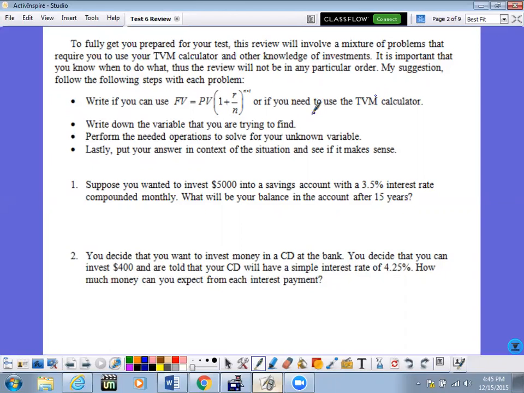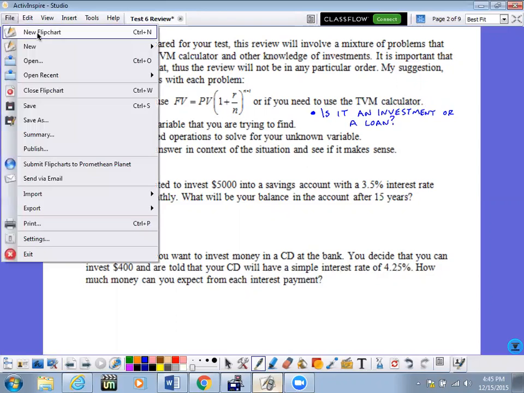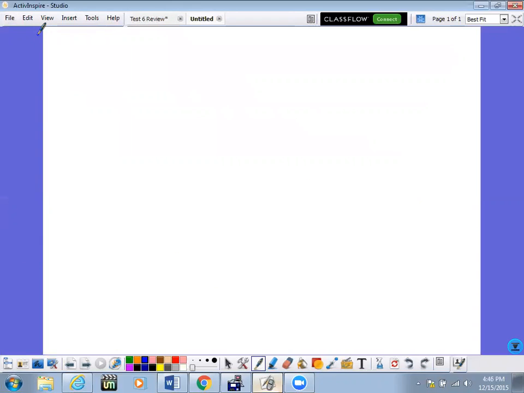The other thing you need to think about, and remember we added this bullet in the middle of these two, was, is it an investment or a loan? The reason why it's nice to ask yourself that question is because when we talk about an investment, I'm going to open up a new flip chart. A loan versus an investment, some things come into play, especially when we're using that TI-83 calculator.